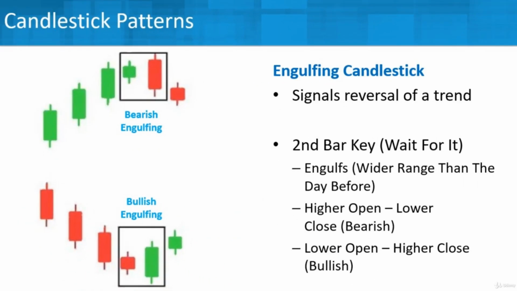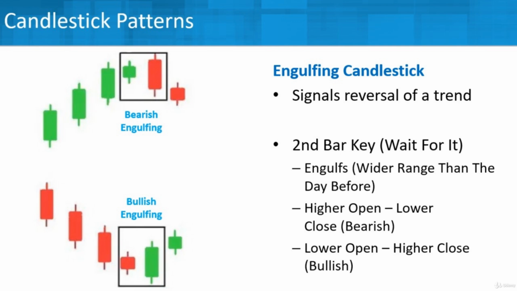Like the harami, engulfing candlesticks also signal a reversal of a trend. You're looking at trends and seeing whether they'll continue or be reversed, and engulfing candlesticks work just like haramis. But if you look at the images on the left, at what's highlighted in the square, it's kind of the opposite. You don't have that pregnant look. You have something shorter and smaller being engulfed by something bigger. That's the key thing.